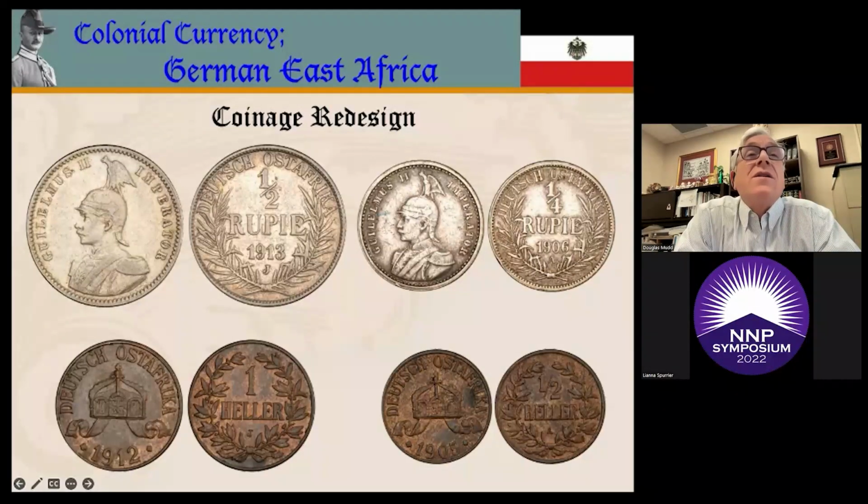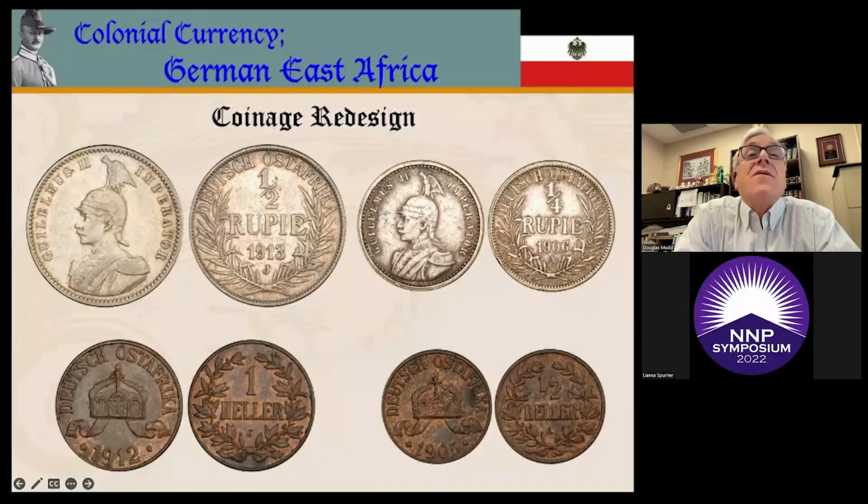DOA coins eventually consisted of 12 types. The first of the new DOA coins were minted starting in 1904 in the following denominations: the half, 1 Heller, quarter, and half, and 1 rupee pieces. They were initially supplemented by a bronze half and 1 Heller. The obverse of the silver rupee coins was unchanged from the German East Africa Company issue.